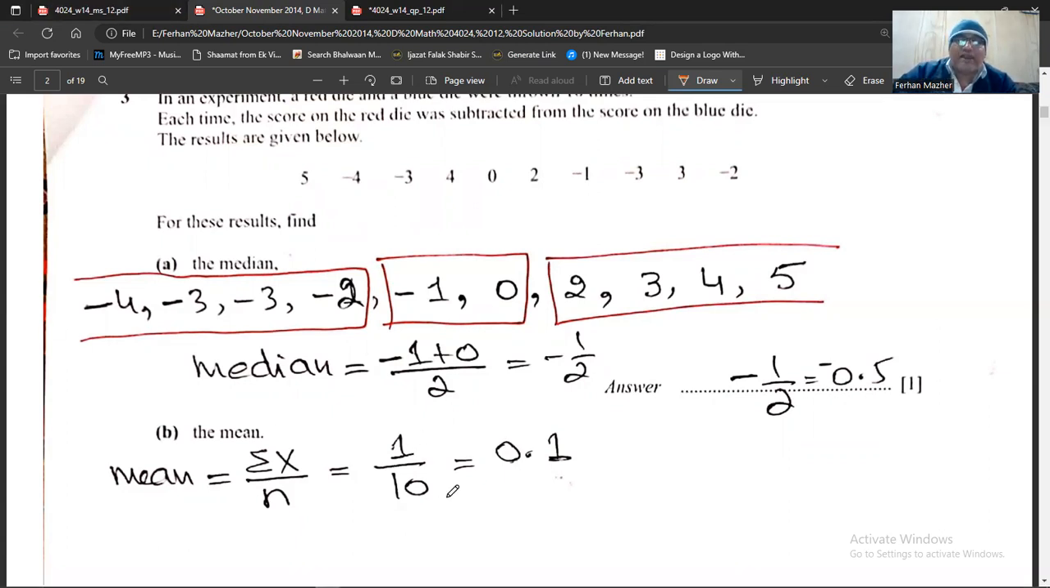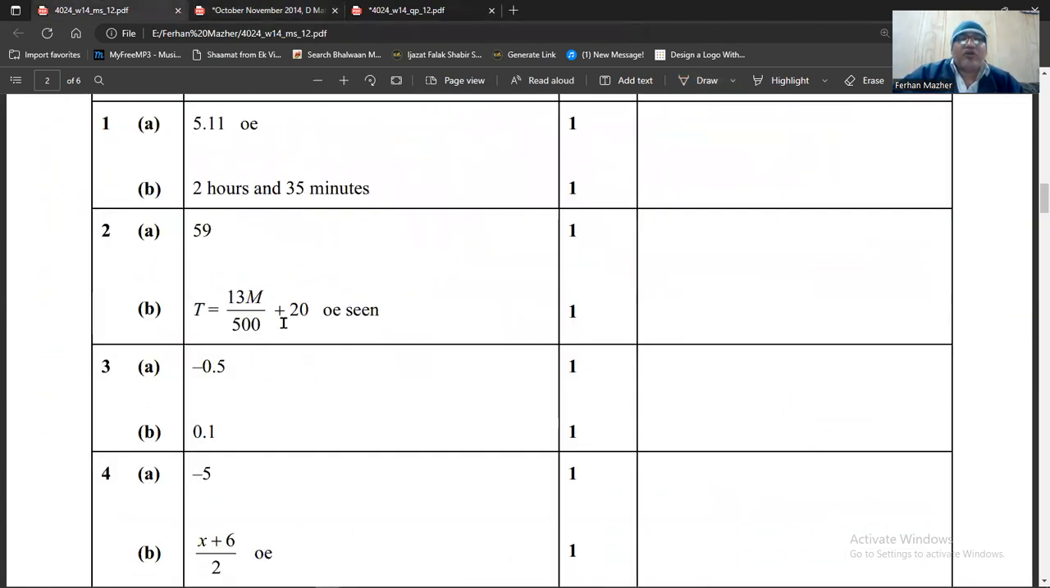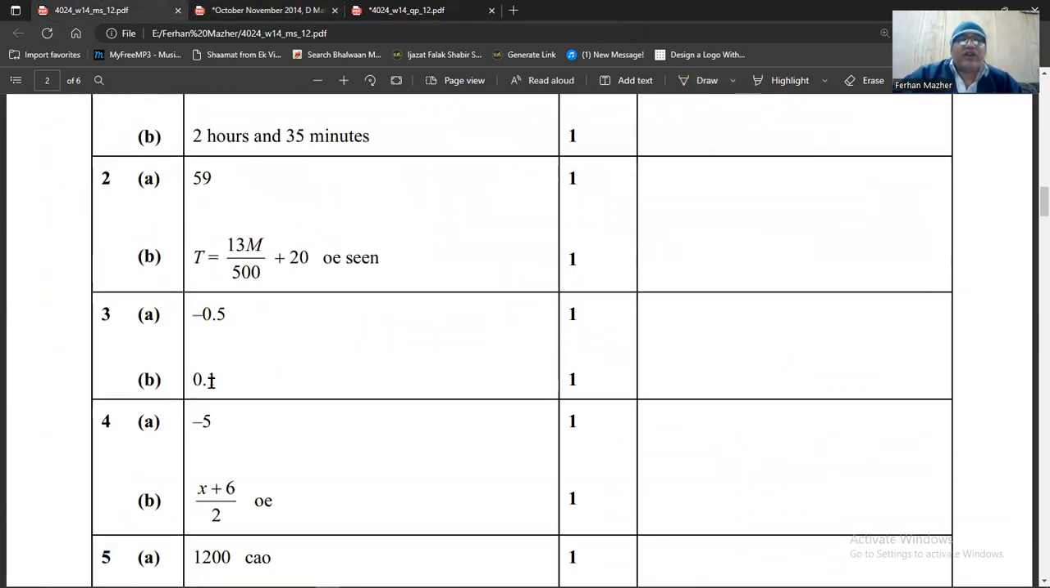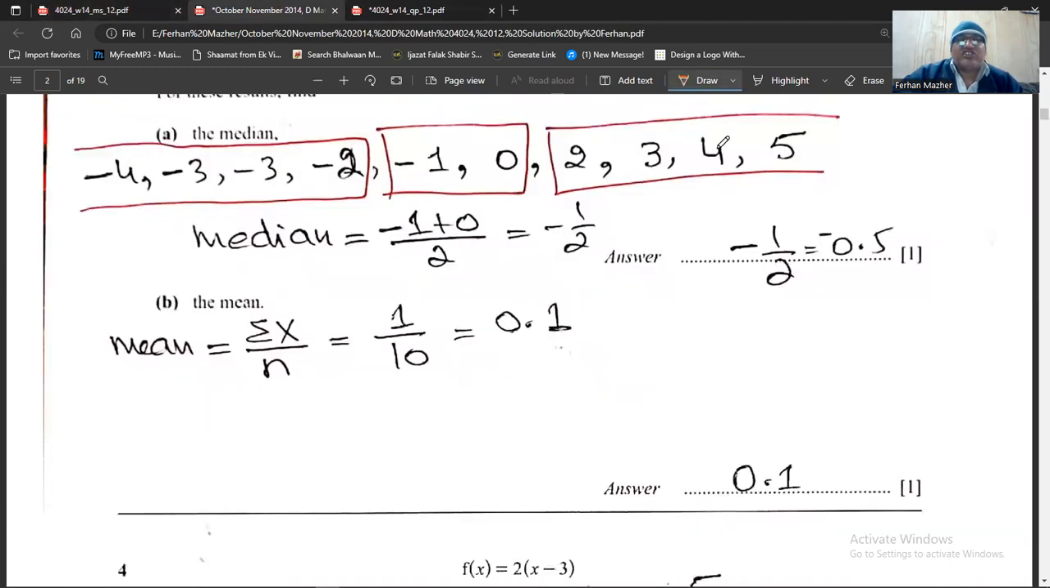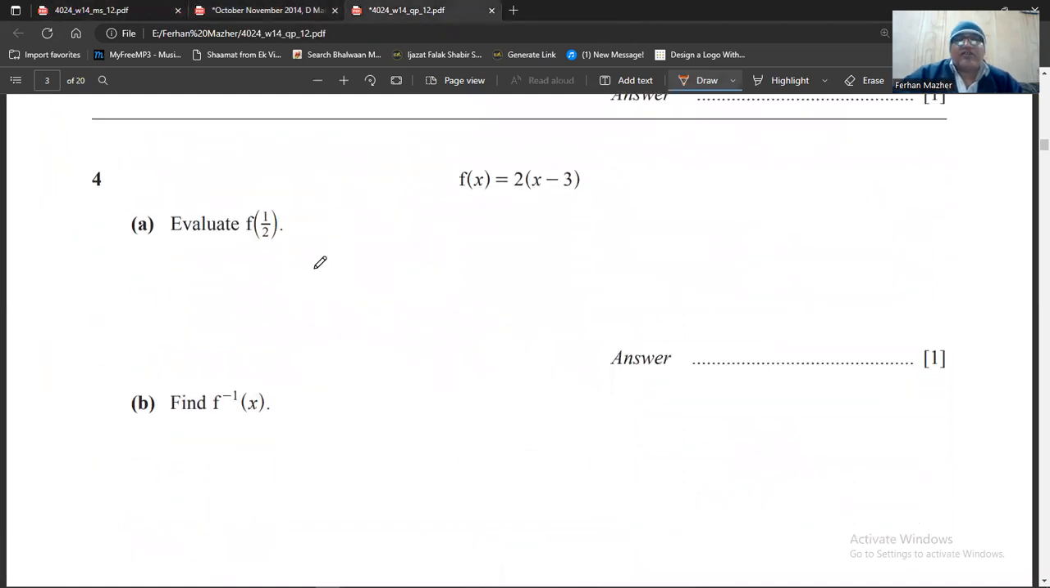So it will be 1 by 10, summation x divided by n. The sum of the observations divided by the number of observations. So their sum is 1, and the number of observations is 10. So it will be 0.1. So the mean will be 0.1. Okay, so this is how this is done. Hopefully you understand. Okay, so we are going to the next question, which is question number 4.